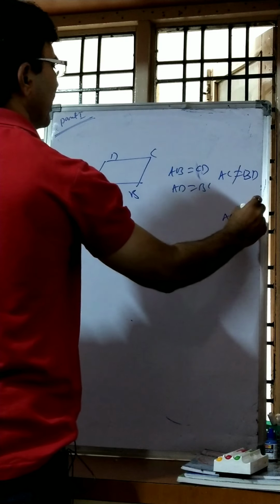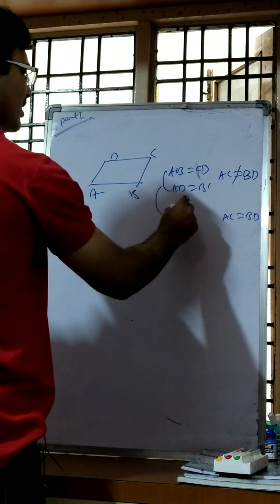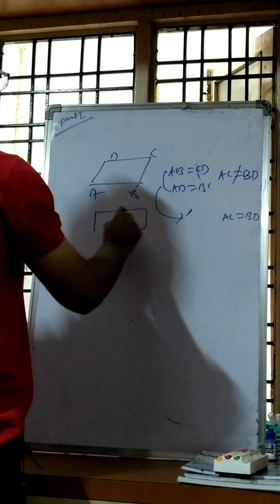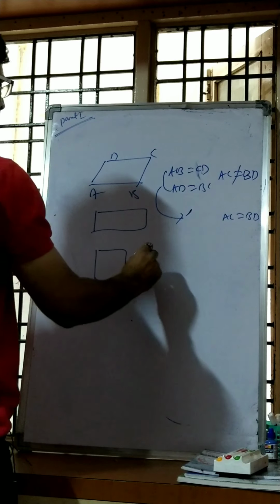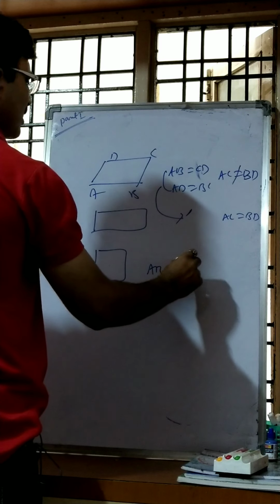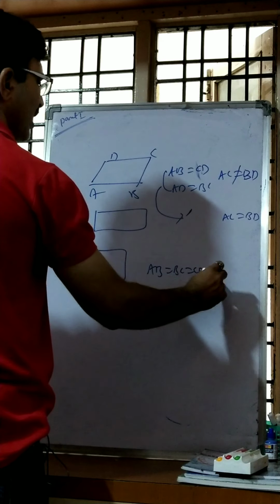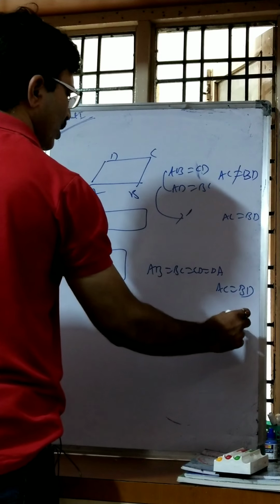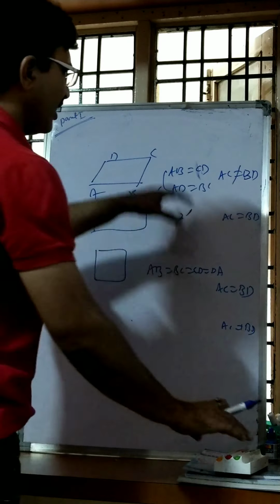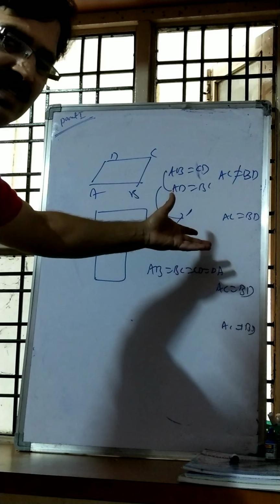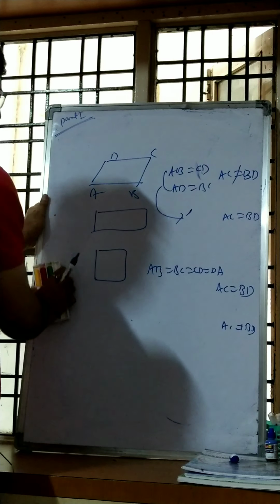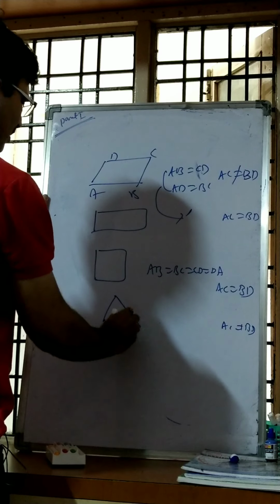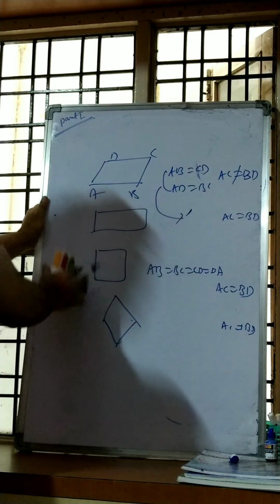If these two conditions are the same, and the diagonals are equal, then you can say it is a rectangle. And for the square, if you say AB is equal to BC is equal to CD is equal to DA, and AC is equal to BD also. Rhombus means AC is not equal to BD. So using just the distance formula, you can do all these things. Okay, rhombus diagram is like this. Fine, you can do it like this.